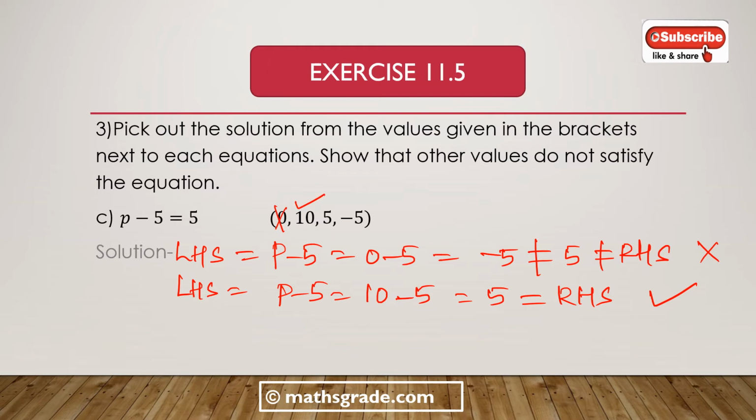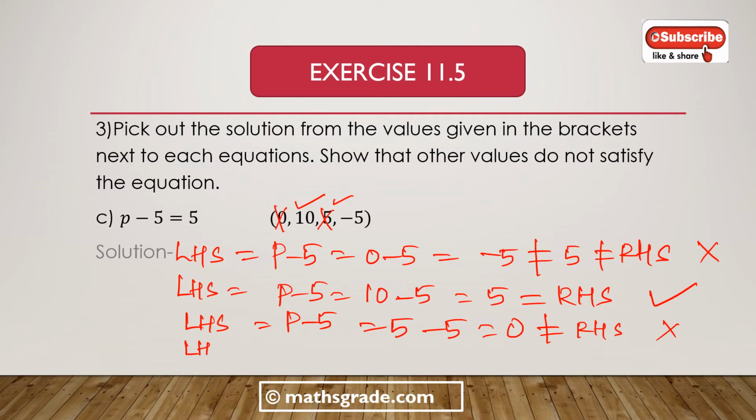Now we have to substitute the variable p is 5 in the left hand side equation, p minus 5. Substitute p equal to 5, we get p minus 5 is 0, which is not equal to the right hand side. So this is also not possible. P equal to 5 is not the solution for the given equation.